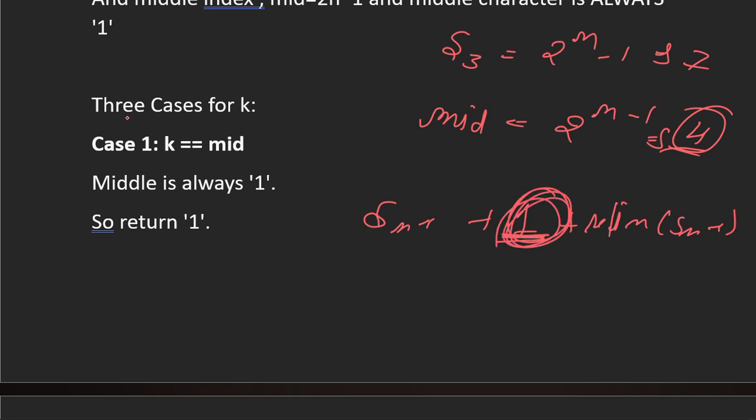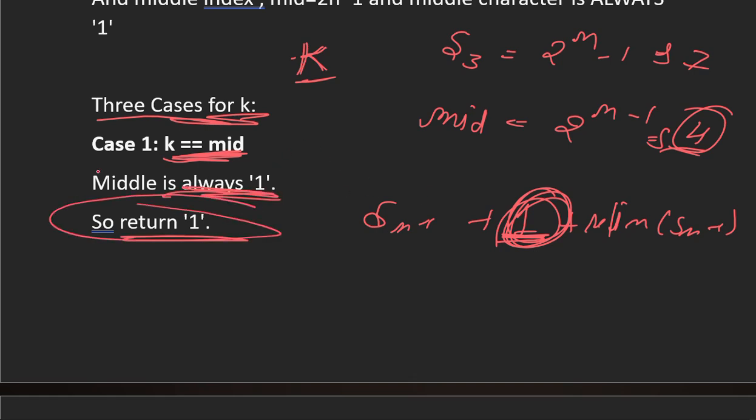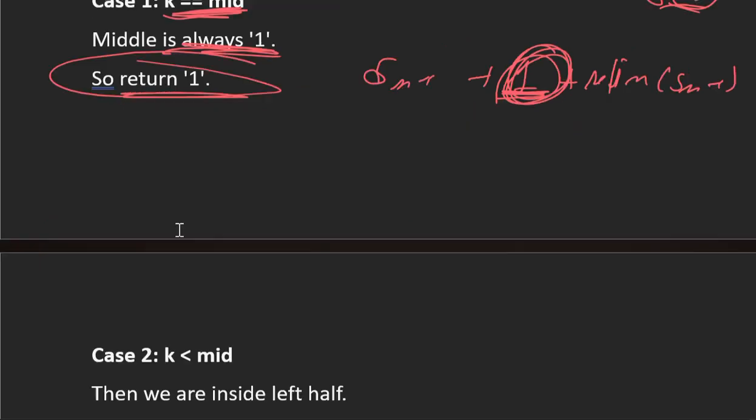So we make three cases for our k value. If our k is equal to mid, and as we have already discussed mid is always 1, we will be directly returning 1 in that case, right?